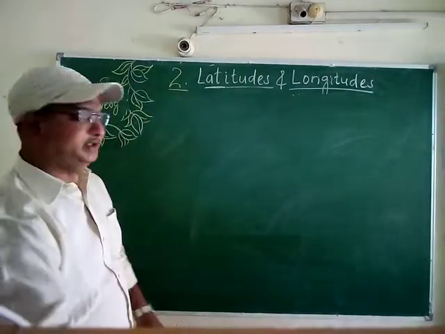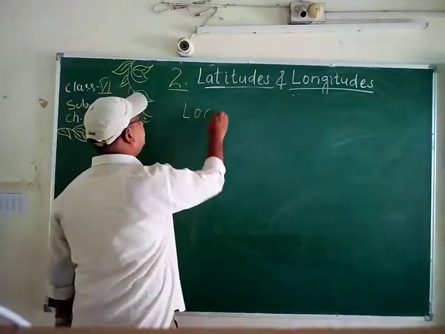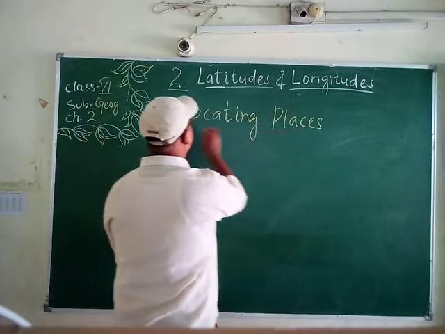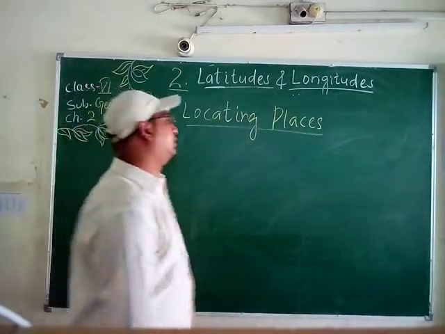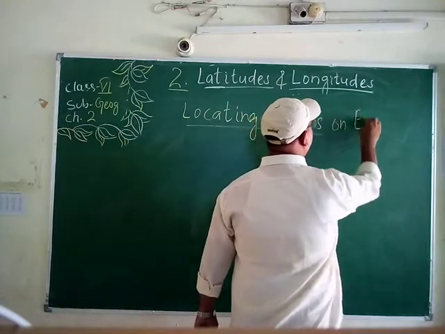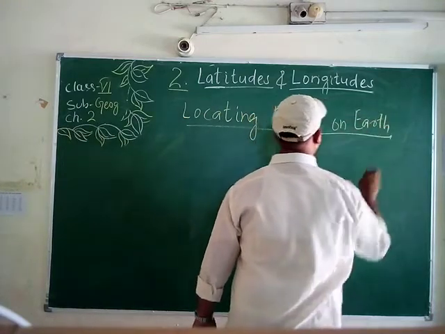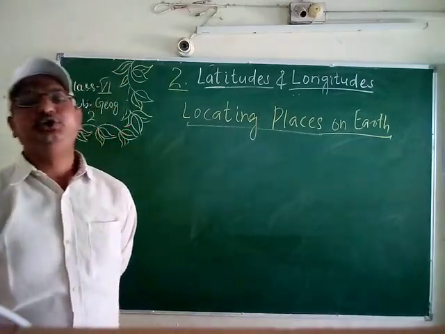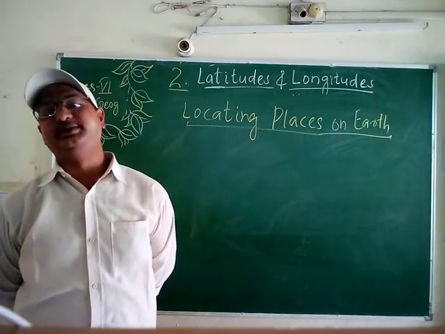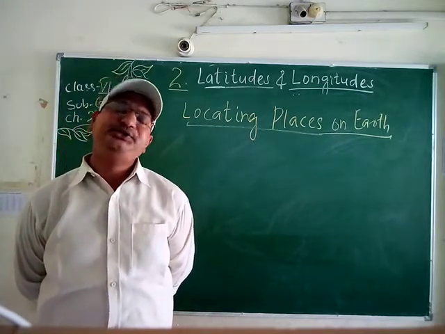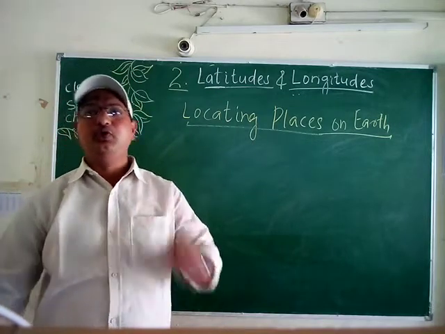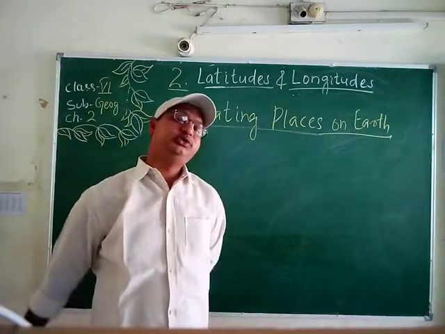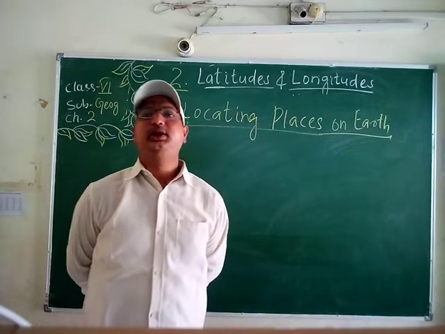How can we locate places? The grid of latitudes and longitudes helps us to locate places on the Earth. It is easy to find a place on a map if we know its latitude and longitude. Unless we know the latitudes and longitudes, we are unable to locate the places.